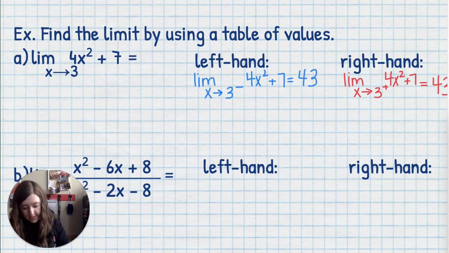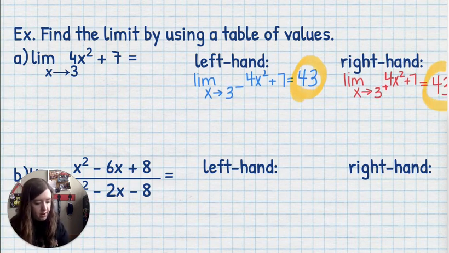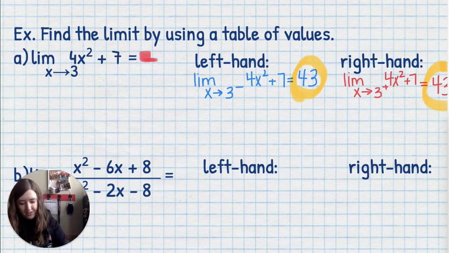So as we can see here, my left-handed limit and my right-handed limit here are the same. They're both 43. So that means the limit as x approaches 3 of this guy is 43.